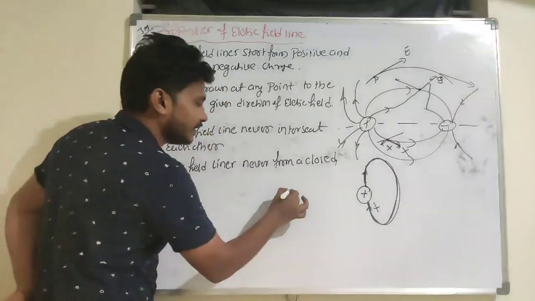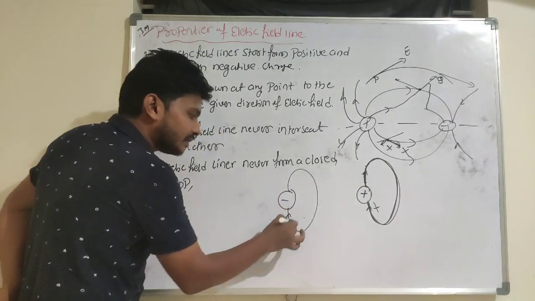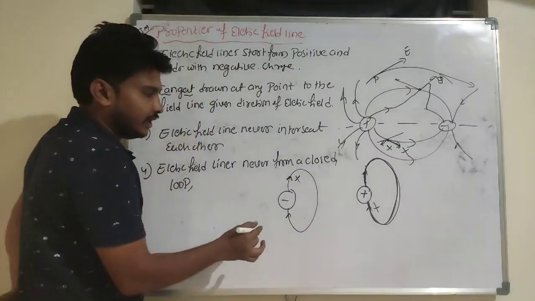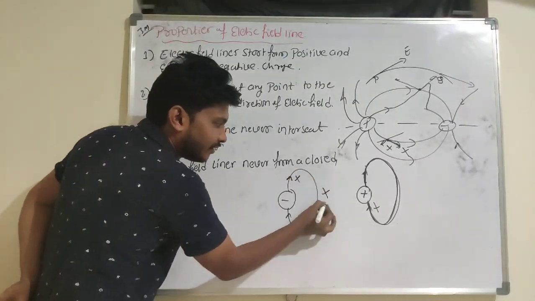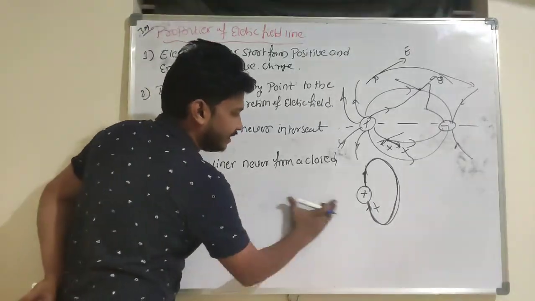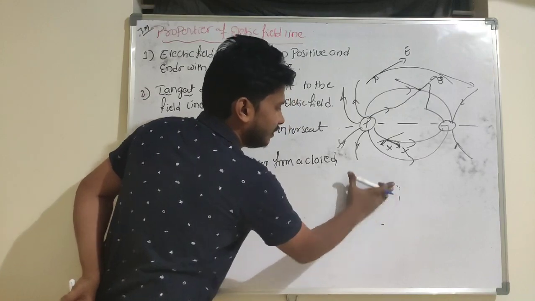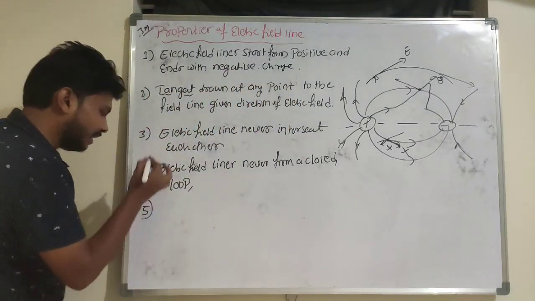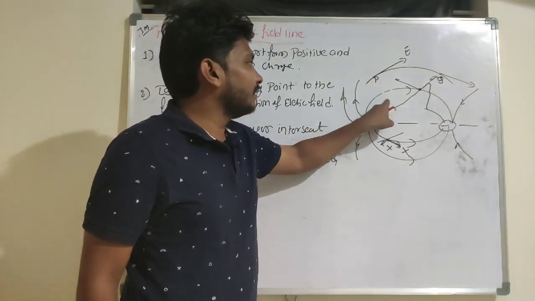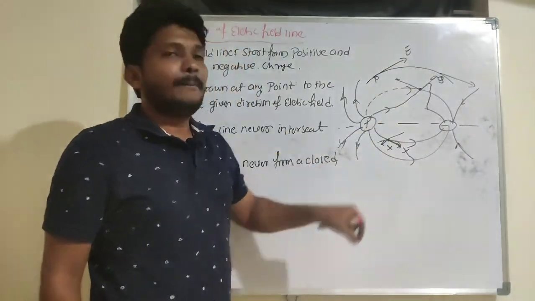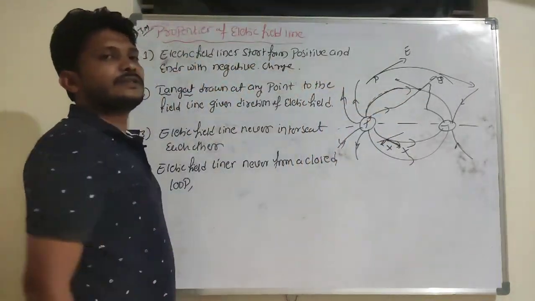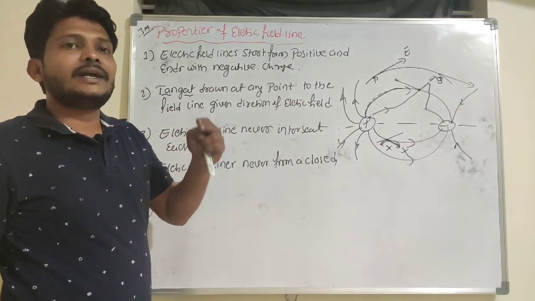For a negative charge, electric field lines are only in the inward direction; there is no outward electric field. So electric field lines never form a closed loop. And the last property is that electric field lines form a continuous curve. They do not break in the middle; there is no break here.